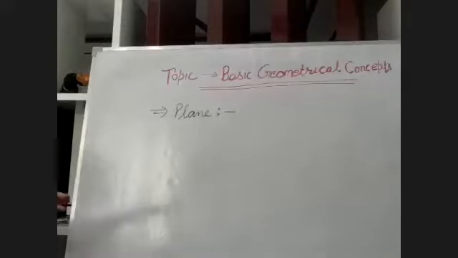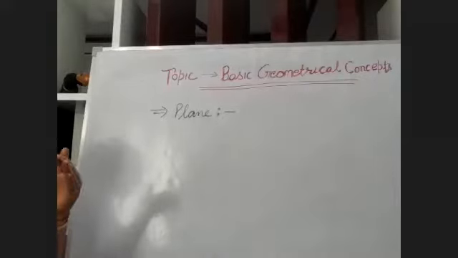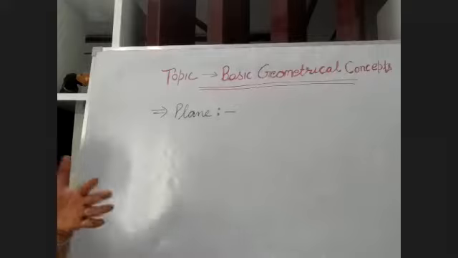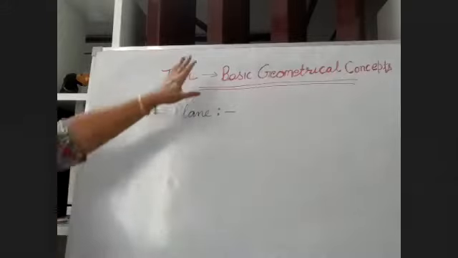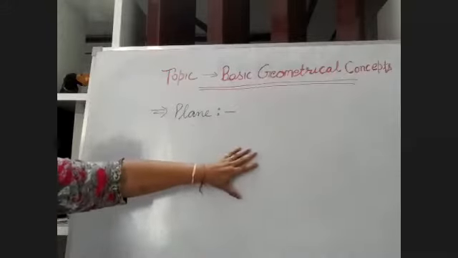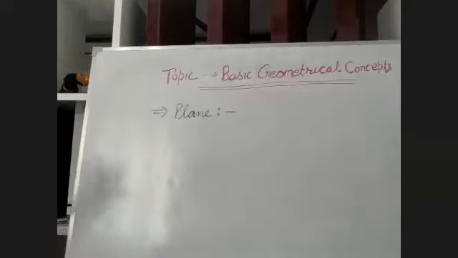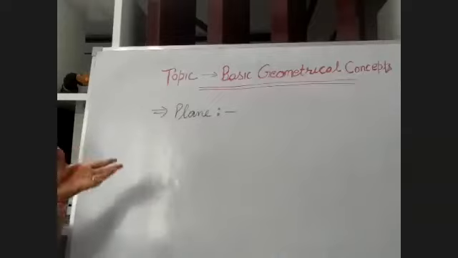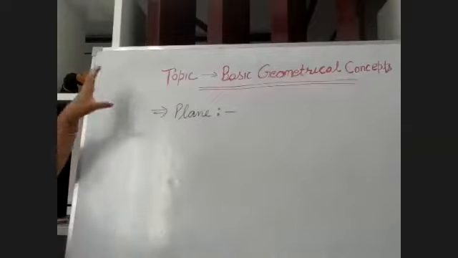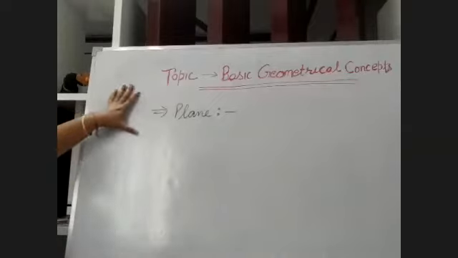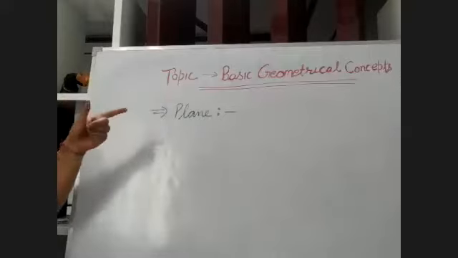For example, the surface of your book, the surface of a table, and the surface of your blackboard. These are all planes. On a plane, we can draw any figure, triangle, rectangle, etc. The figures which we draw on a plane are known as plane figures.